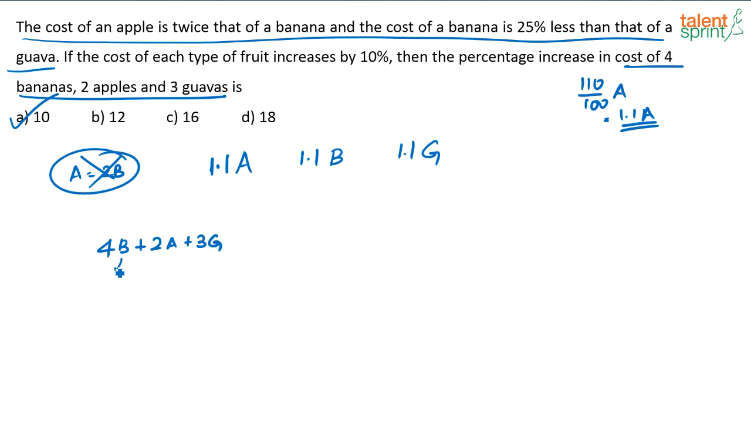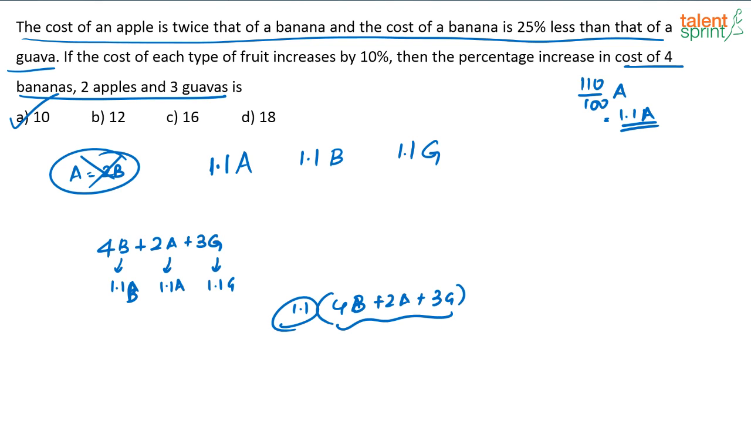Right? So this B becomes 1.1A, this A becomes 1.1B, this becomes 1.1A, and this becomes 1.1G, right? Or I can take this 1.1 common, 1.1 of 4B plus 2A plus 3G, or the total cost has become 1.1 times the previous cost, or there is a 10% increase in the total cost also. That's what it is, right?